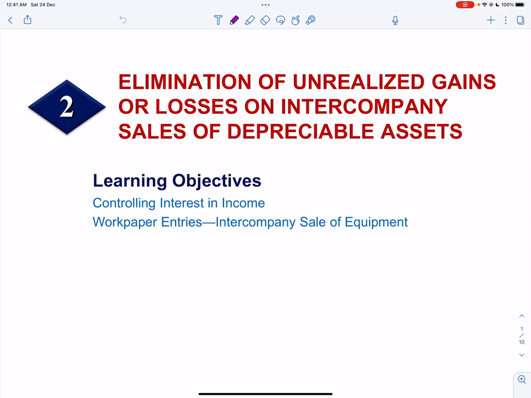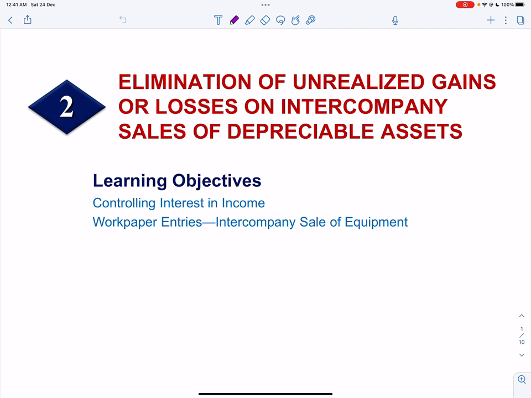However, intercompany sale of depreciable assets is a bit different from intercompany sale of inventory and non-depreciable asset. In this video, we are going to present the accounting treatment for the elimination of intercompany transactions related to depreciable fixed assets. So we are going to talk about elimination of unrealized gains or losses on intercompany sale of depreciable assets like machine, equipment, building, etc.